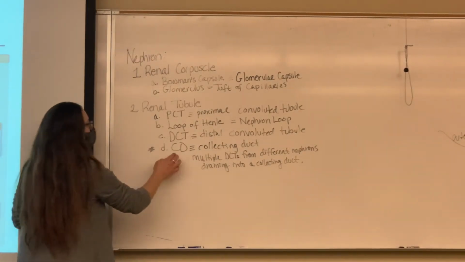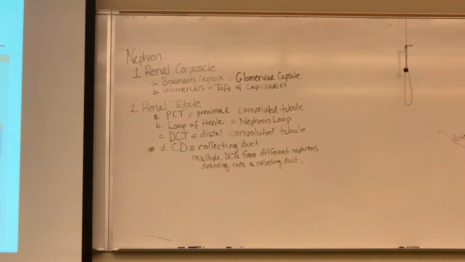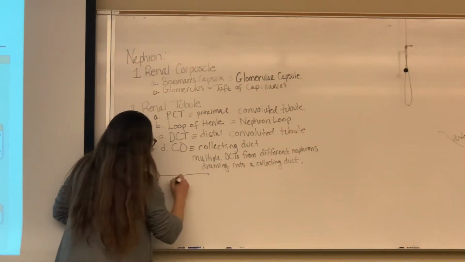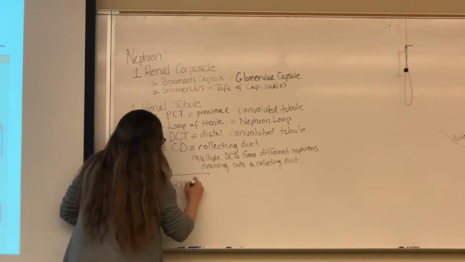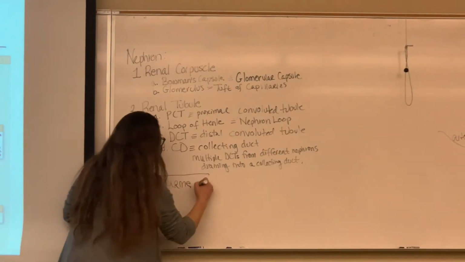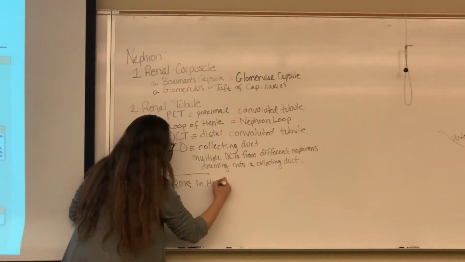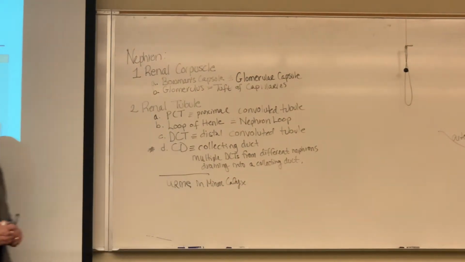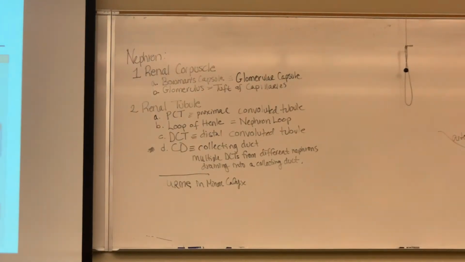Now, when the filtrate leaves the collecting duct, that's when it's urine, okay? So when the filtrate leaves the collecting duct, that's when we have urine. And where did we say that urine first collects? We said it first collects in the minor calyx. So if we come back here, we're gonna draw this out in just a second. But I'm gonna point to it on here first before we draw it.